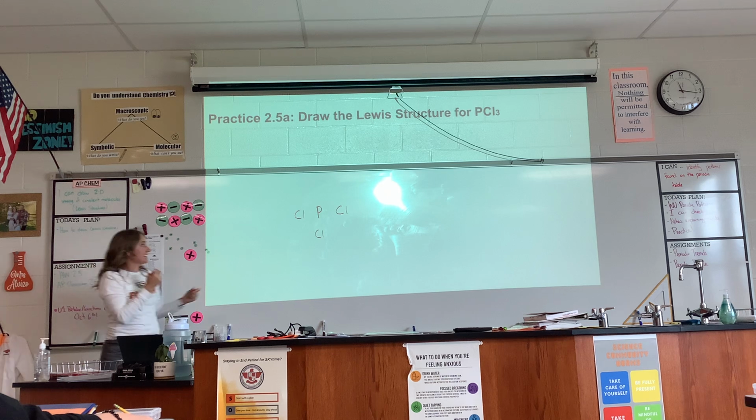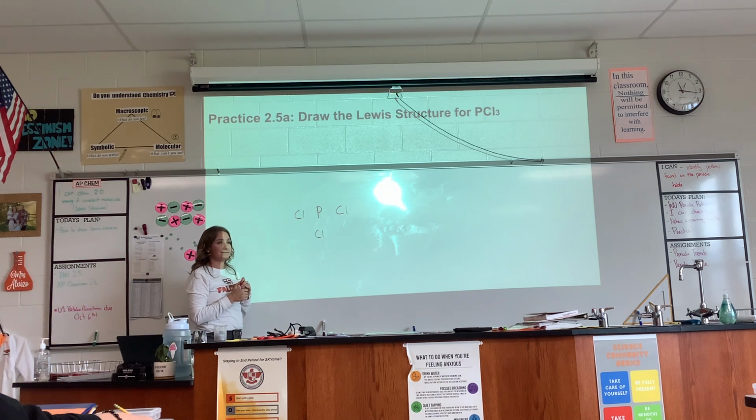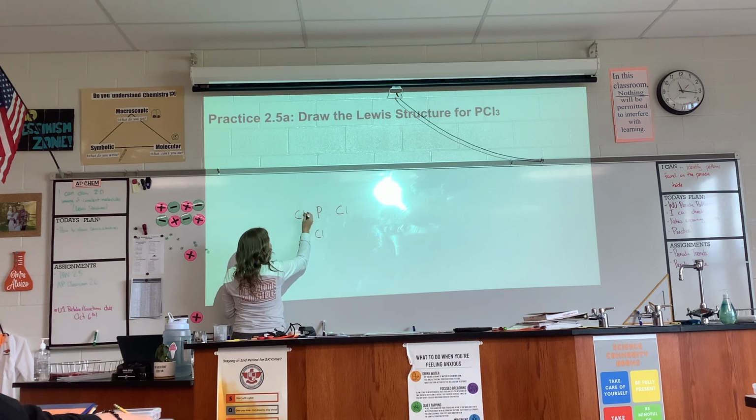So how many valence electrons does chlorine come with? Close. It wants 1, so it has 7. There we go. So draw 7 dots around your chlorine.